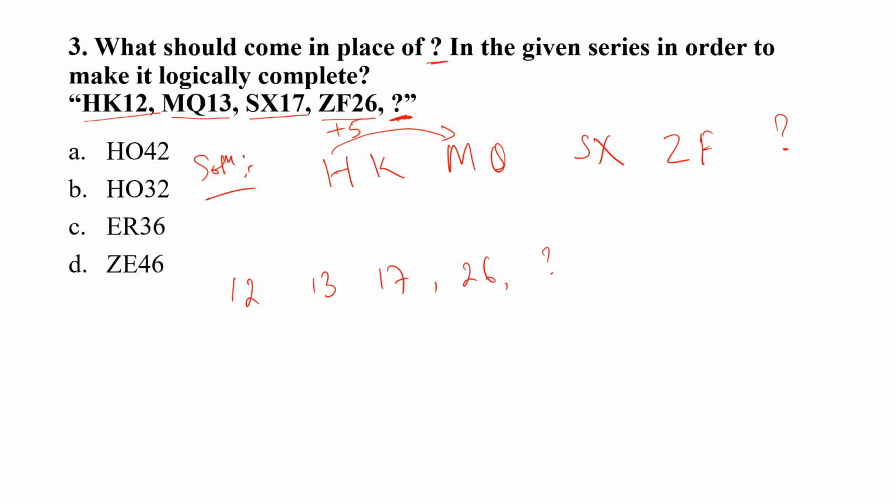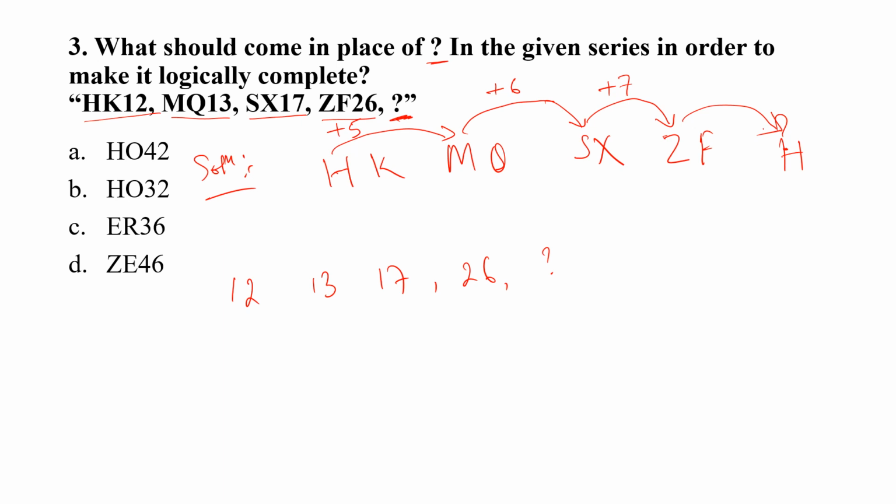Again, if we check from M to S, M, N, O, P, Q, R, S, we get 6. And from S to Z, S, T, U, V, W, X, Y, Z, it's plus 7. So we find the series is plus 5, plus 6, plus 7. So to get this one, it must be plus 8. If we plus 8 from Z, it will be A, B, C, D, E, F, G, H. So the first letter is H.